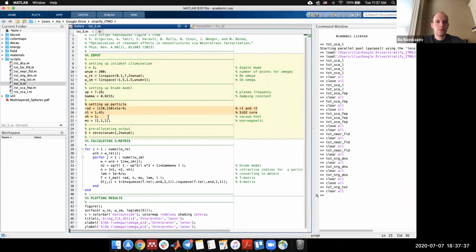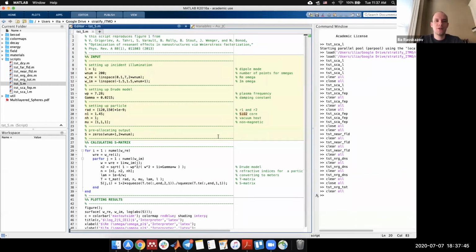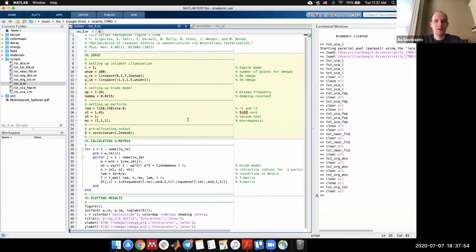We set up the particle, and the particle is again a silica core. I don't know, there is a lot of magic about silica and gold. They are too popular in the plasmonic community. And the shell, so the core is 120 nanometers and the shell is 150 nanometers. And the shell is gold, described by the Drude model, and the core is again silica. Host medium is vacuum, non-magnetic medium.